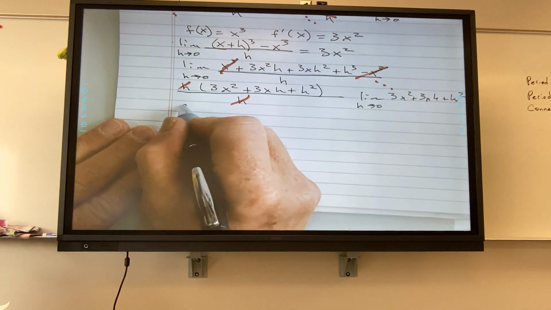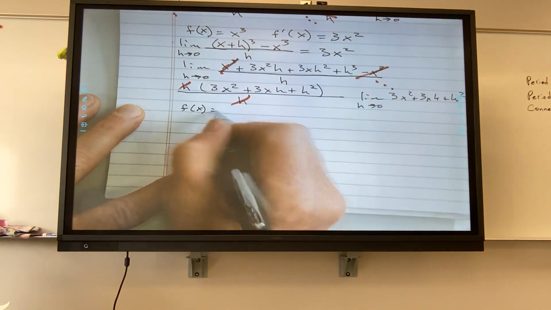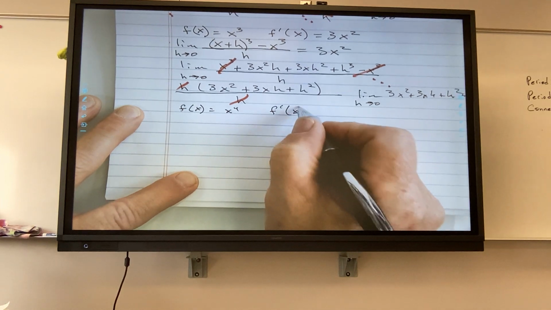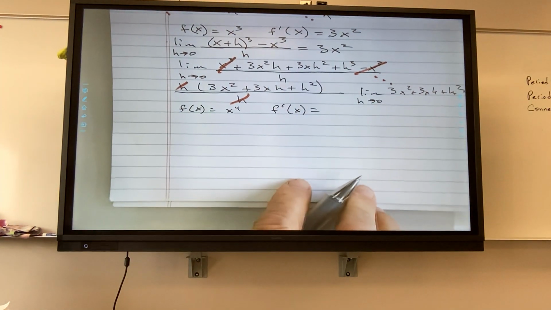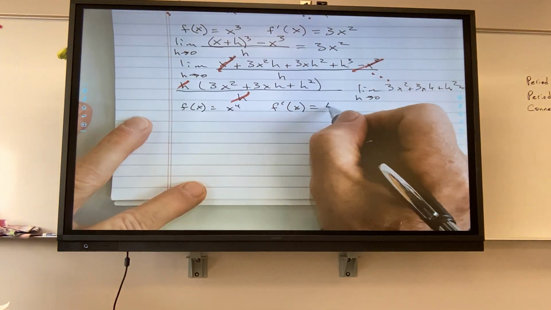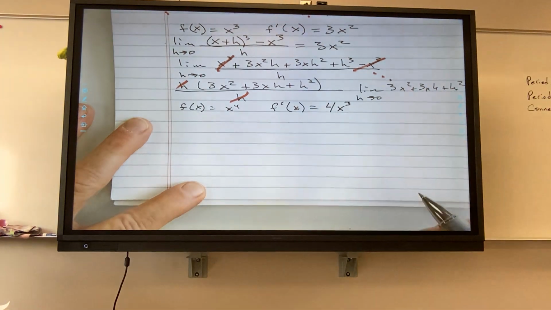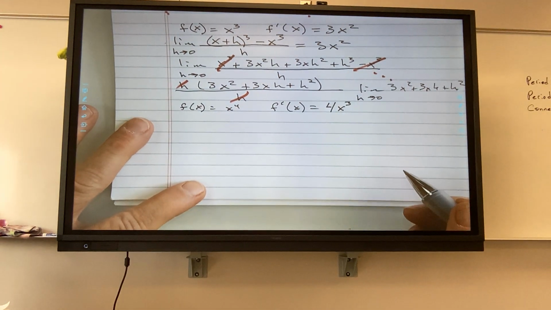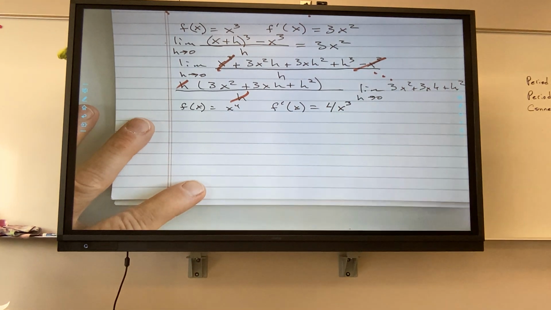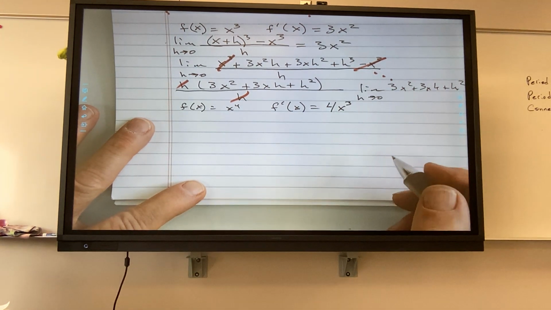So, f of x equals x to the fourth. What is the derivative? Does anybody have a guess of what it is? Anyone want to take a... 4x cubed is the right answer. Without doing a limit, you got it correct. Do you like that rule now that you just created in your mind? Yeah. It's an awesome rule, isn't it?